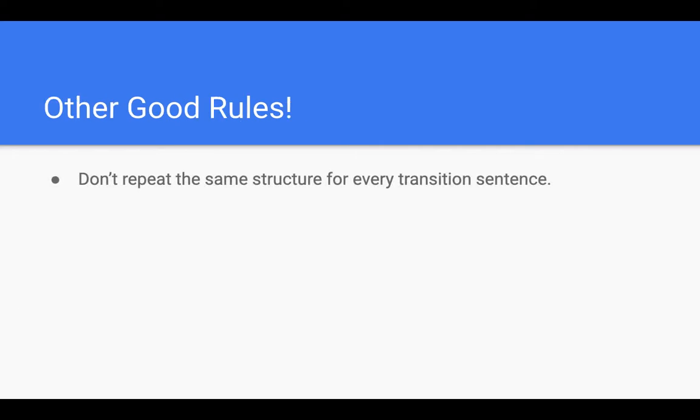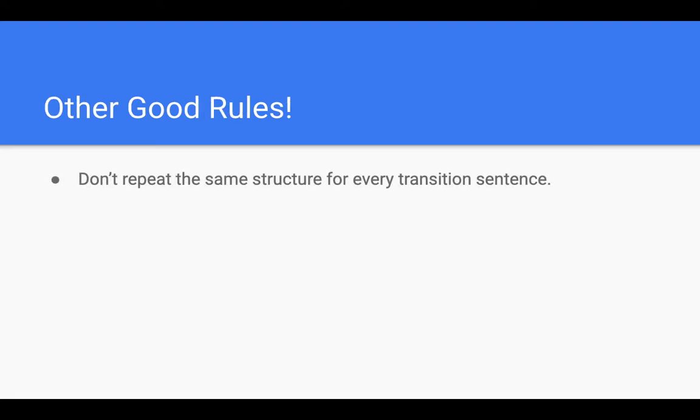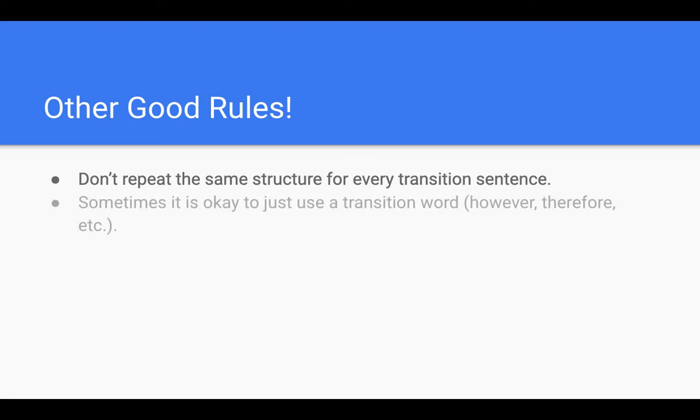Other good rules of transition sentences. One, don't repeat the same structure for every transition sentence. You notice here, those are two really similar sentences. You should not repeat that twice. If you're going to use the while intro and this kind of transition at the beginning of one paragraph, don't repeat that. Find other ways to transition without just having that same structure. Two, sometimes it is okay to just use a transition word. You don't have to do this with every paragraph.